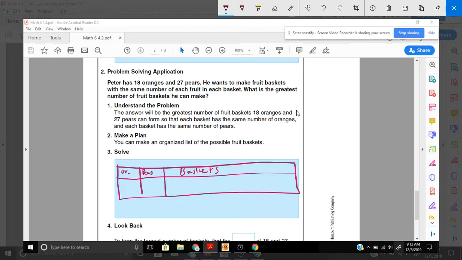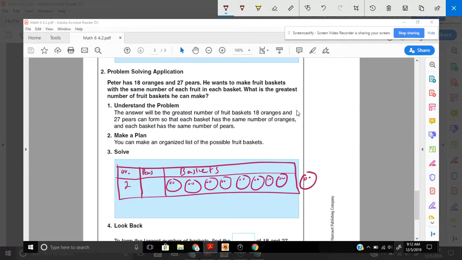Well, let's just try right away putting 2 oranges in each basket. Again, I'm just going to try it out and see. So if I put 2 oranges in each basket, 2, 4, 6, 8, 10, 12, 14, 16, I have to make this a little bit bigger, 18. And that takes care of all my oranges.